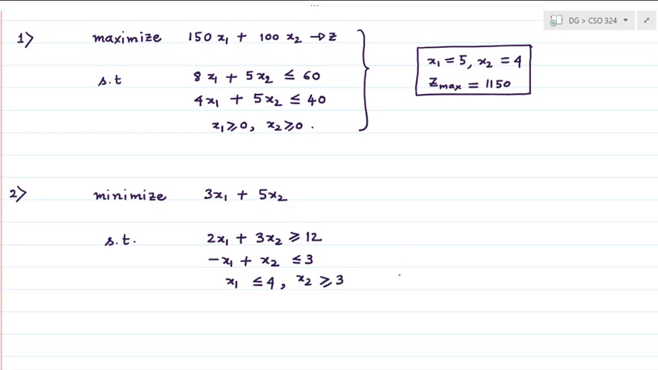This problem, and for this problem, you will find that the optimum point is x1 equals to 3 by 2, x2 is equal to 3, and z min is equal to 19.5. This is your optimum solution for the problem 2.